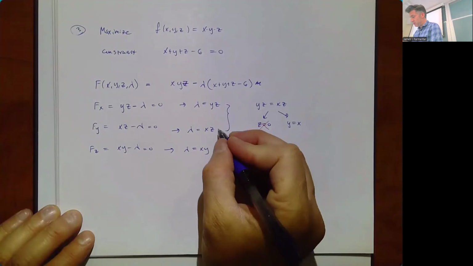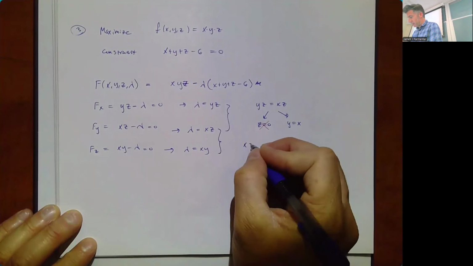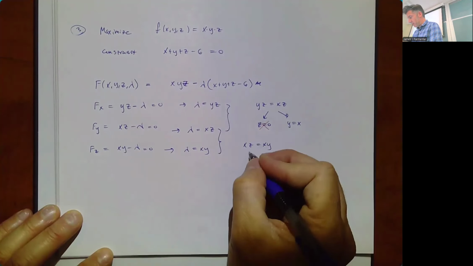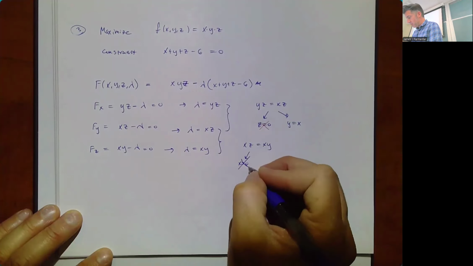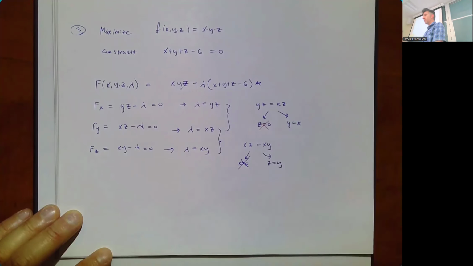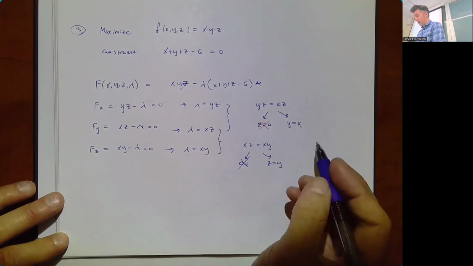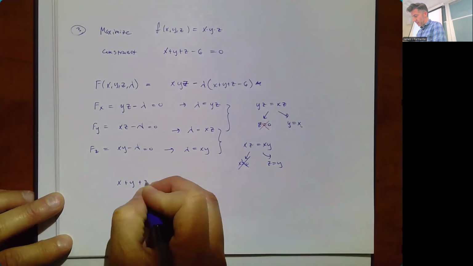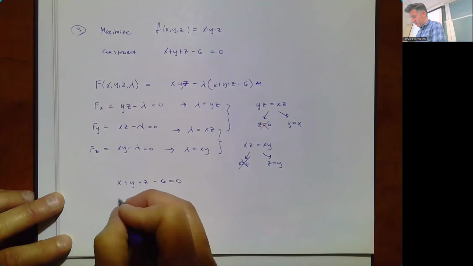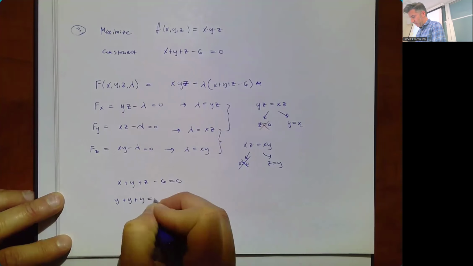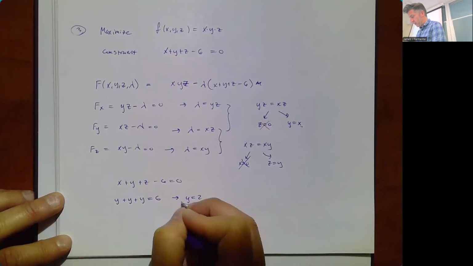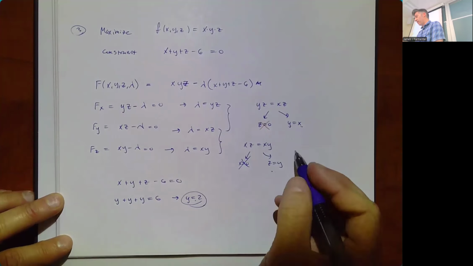And then using the second two, same sort of deal, we're going to get xz equal to xy. That's going to result in either x equal to zero, which is no good, or z equal to y. So look, everything is the same as everything else. Y equals x, y equals z, which also means x equals z. So taking my constraint equation and replacing x with y and z with y, my x plus y plus z minus 6 equals 0 becomes y plus y plus y equals 6, or y equals 2. And if y equals 2, z equals 2, and if y equals 2, x equals 2.